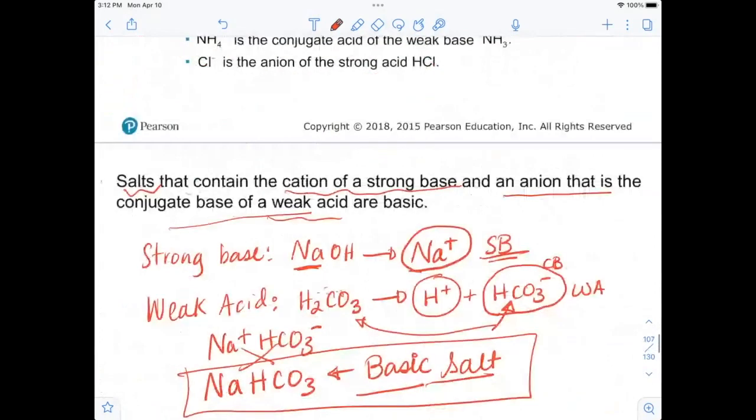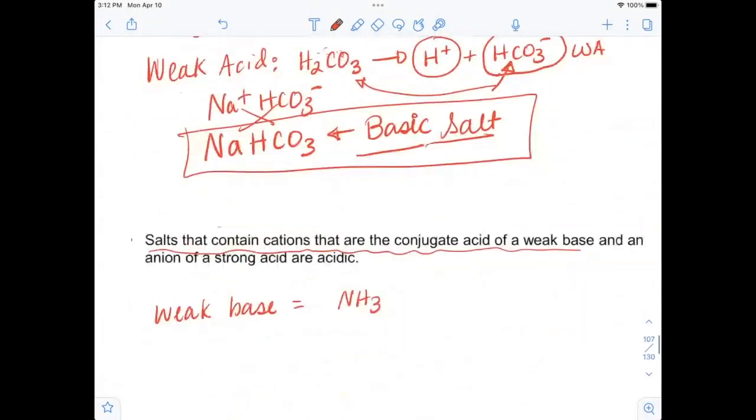Okay, I'll pick NH3. And then I need a strong acid. My strong acid to match what they have is HCl. Okay? So salts that contain cations that are conjugate acids of a weak base. In other words, the positive ion in the salt, the first ion in the salt, is actually a conjugate acid of a weak base.